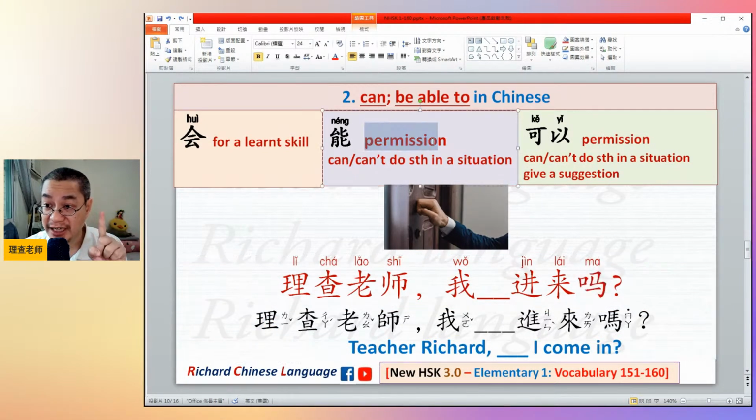talking about permission, right? You're asking for my permission. May I come in, Teacher Richard? Please give me a permission so that I can come in. Okay, so you're using this usage here. Permission. Okay, so when it comes to permission, you can use 能 or 可以, right? So either one is correct. You can say 我能进来吗？我可以进来吗？Either one is correct. Very good. Because it's about permission, okay? Very good.